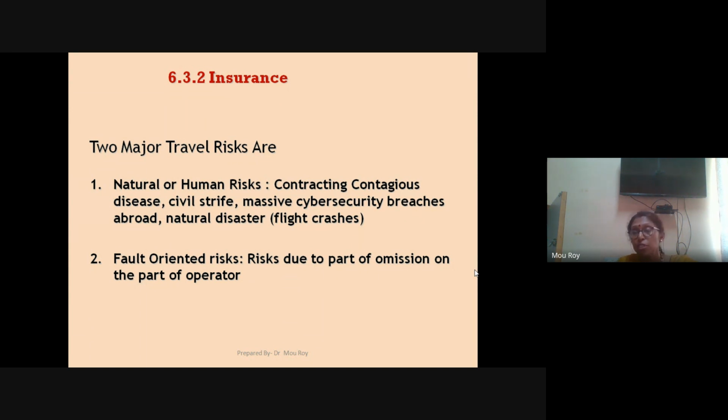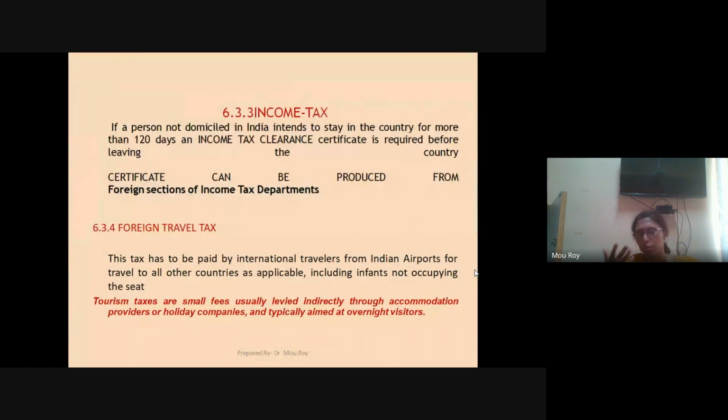So when you are visiting a different country, there's health insurance also. Then your luggage insurance is there. Many insurances are there, and especially whenever you purchase your tickets, you might have seen they ask, would you like to include your baggage insurance? But when going abroad, health insurance is very much necessary, because medical care abroad is really very expensive. So this is what happens. Okay, this is very much necessary.